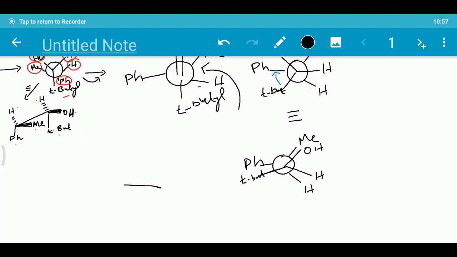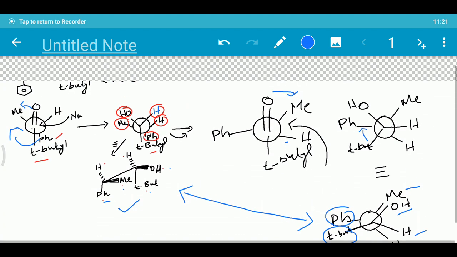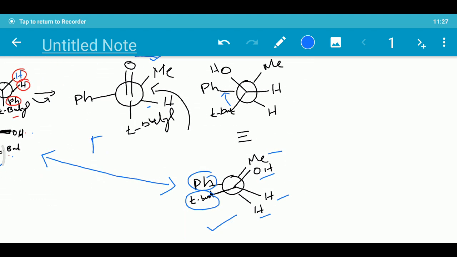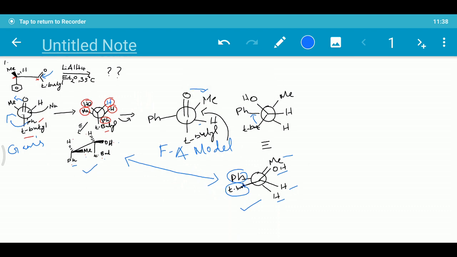Now, if we compare these two structures, I have my phenyl and tertiary butyl eclipsing each other, yes. I have my methyl and OH eclipsing each other, yes. I have my hydrogen and hydrogen eclipsing each other. Therefore, these two structures are the same. So you get the same product when you apply Cram's model and also the Felkin-Anh model. This is how we need to proceed whenever we get a problem using Cram's rule. Thank you for watching.